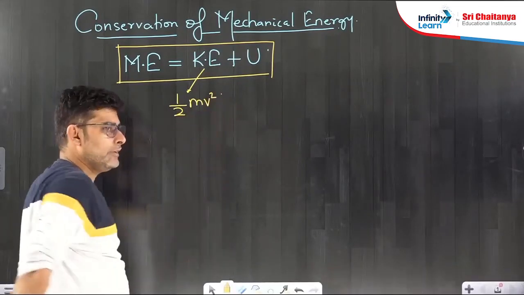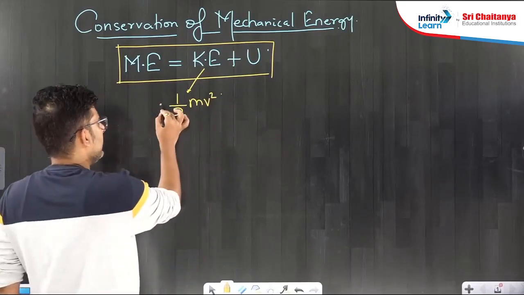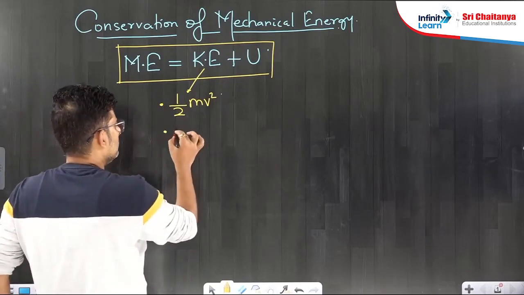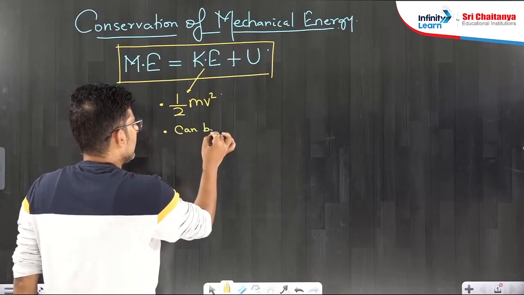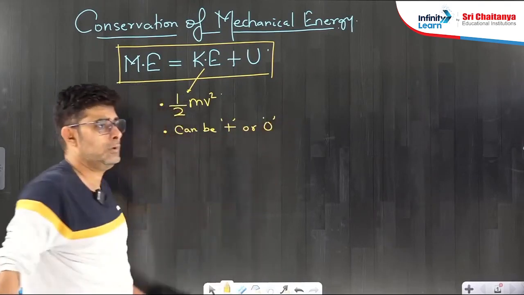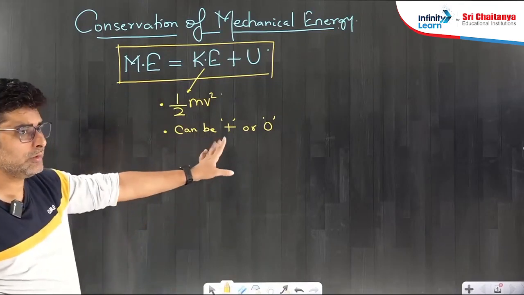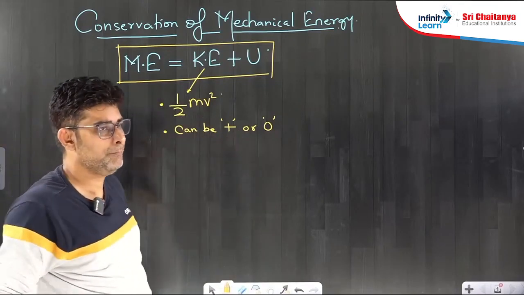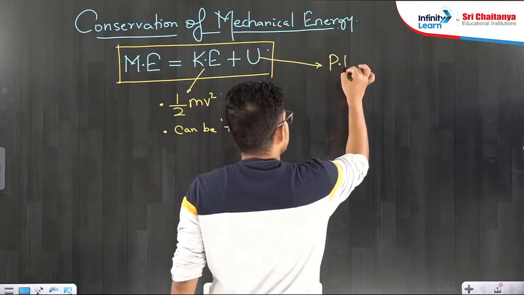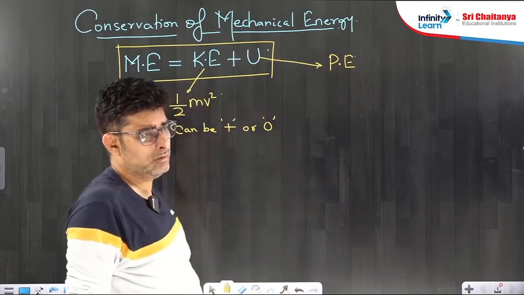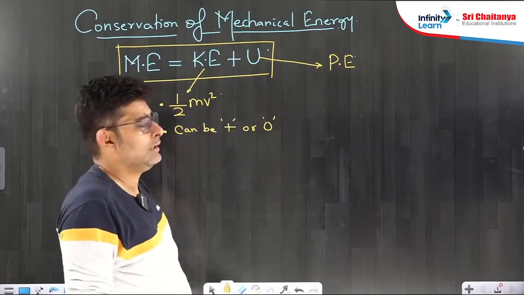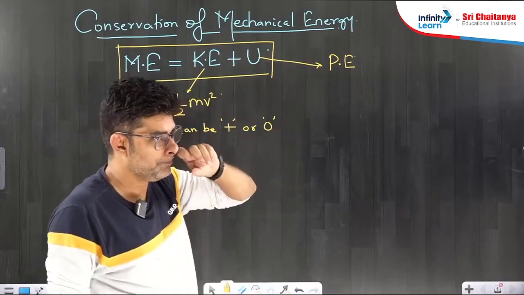Now you all know that kinetic energy has a value of half mv square. At any instant, this value can either be positive or 0. Kinetic energy cannot have a negative value, okay. Now talking about U, which I am writing for potential energy: you will later see that in most standard reference books, they denote potential energy as U, okay.